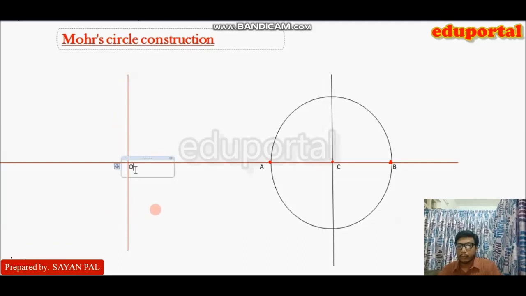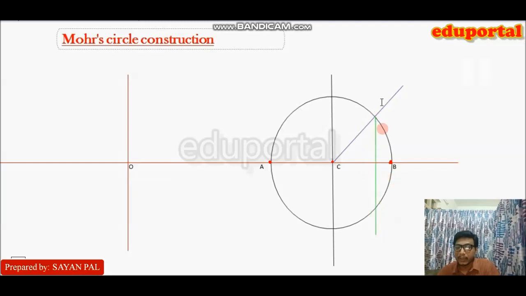After drawing the Mohr circle and getting the center, we have O as the origin, C as the center of the Mohr circle, A as the point indicating the minor principal stress, and B the major principal stress. Now we will draw the plane. This is the line which indicates the plane, and it intersects the circle at this point. This line makes 20 degrees with the vertical plane. In the Mohr circle it will make 2 into 20, that is 40 degrees, with the positive x-axis.